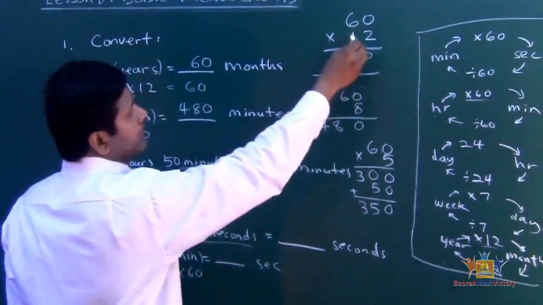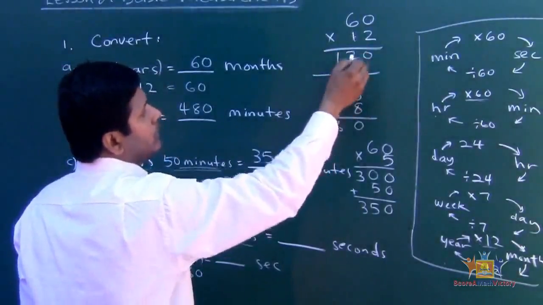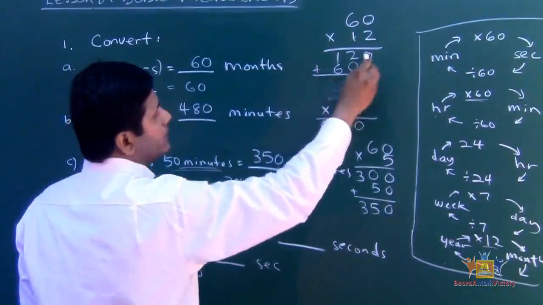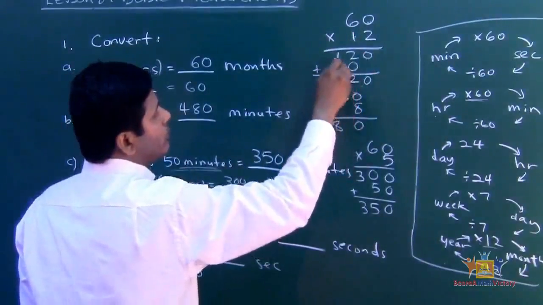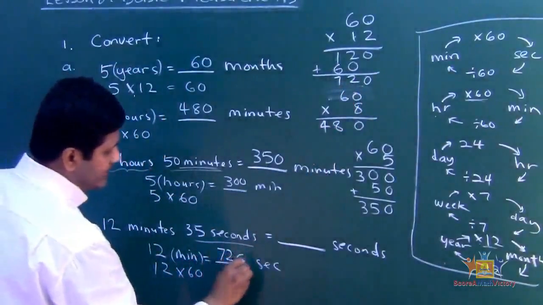Now be careful when I start with the 1. See that? Came straight down here. 1 times 0 is 0. 1 times 6 is 6. Now I'm going to add them. 0, 2, 1 plus 6 is 7. Now that gave me 720 seconds.